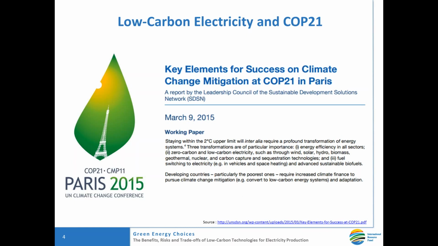And electricity here was picked because it is an area that is of tremendous importance for climate change mitigation, because it represents the largest value added within the energy sector, and of course also the largest source of CO2 emissions within the energy sector today.